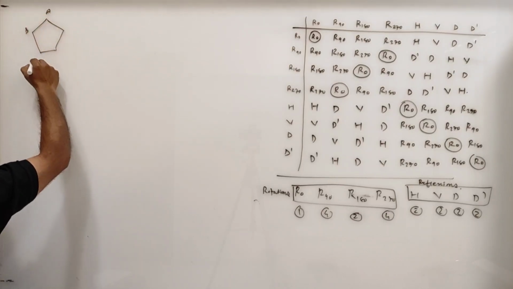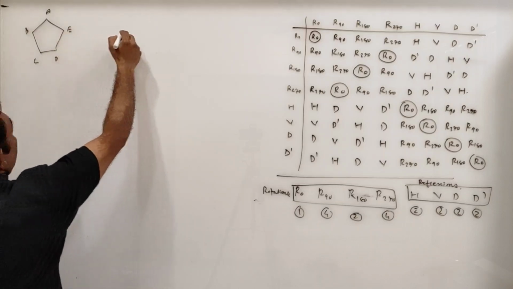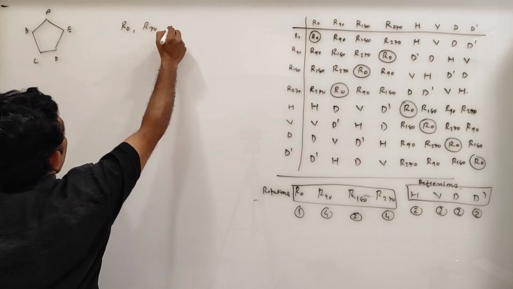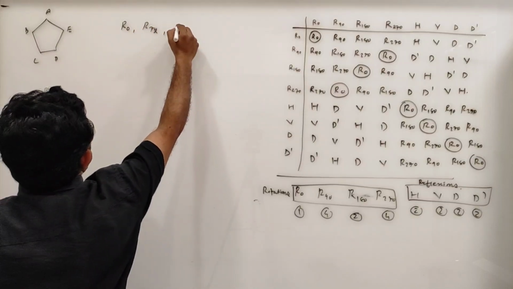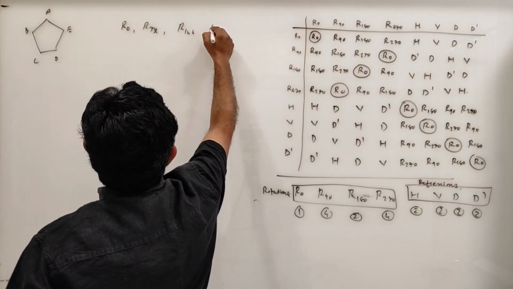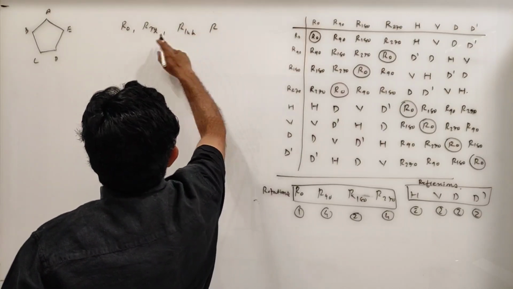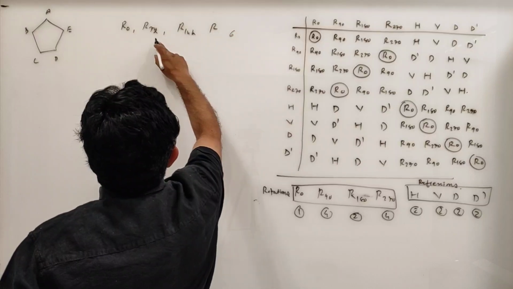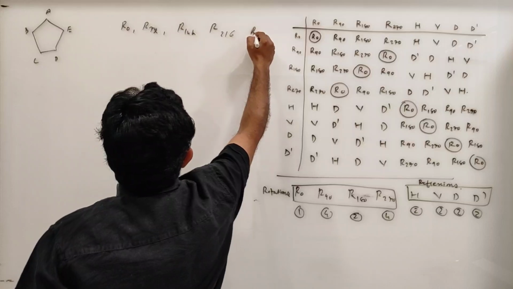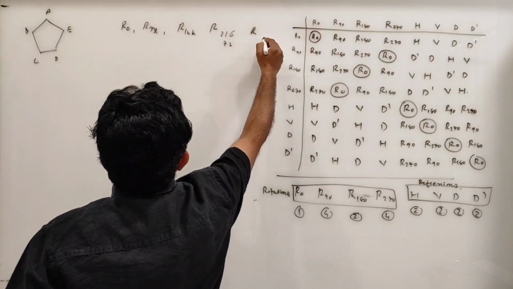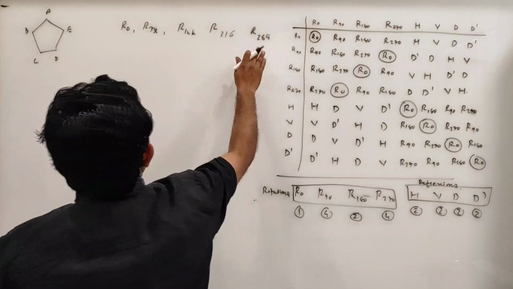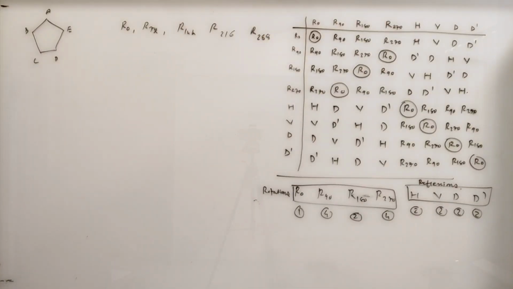A, B, C, D, E, and by 72 degree rotation you have R0, R72, R144, R216, add R72 again, then 288, and R0 back.